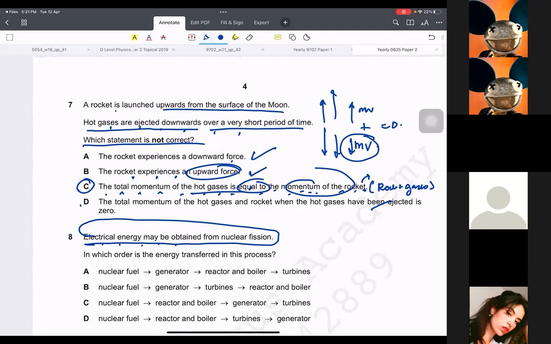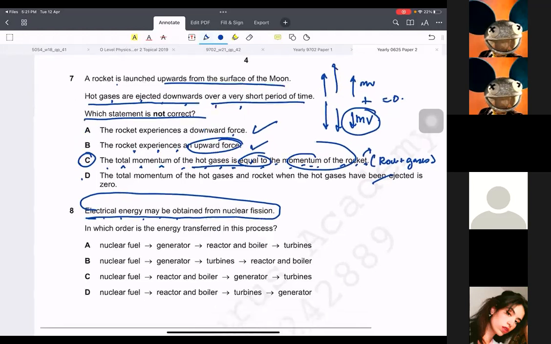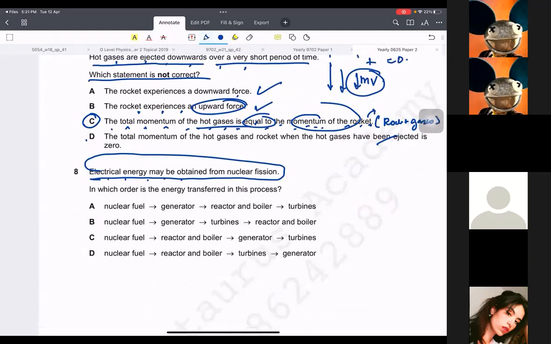Yes, difficult question. Okay, 8. Electrical energy may be obtained from nuclear fission. In order, energy is transferred to process. Okay, so nuclear fuel goes to generator? No. Nuclear fuel, reactor and boiler. That's wrong. And that's correct actually. It should go to reactor and then generator. No. Turbine should be first, generator should be last.